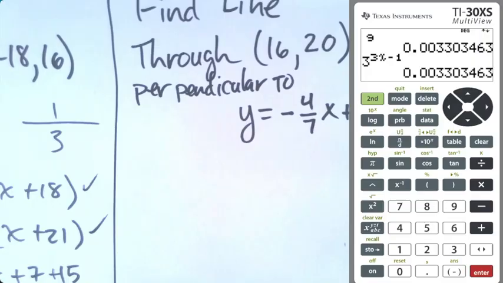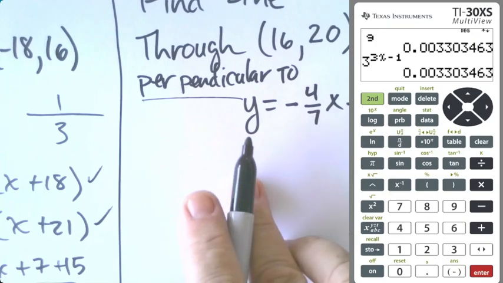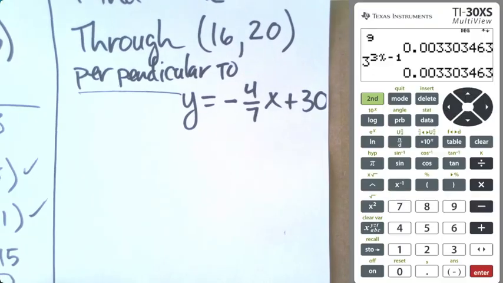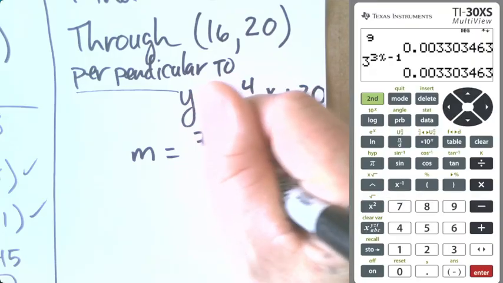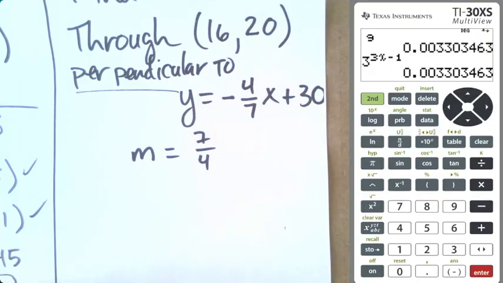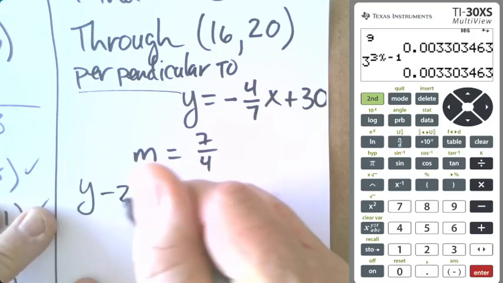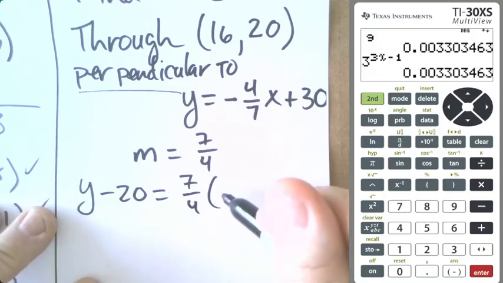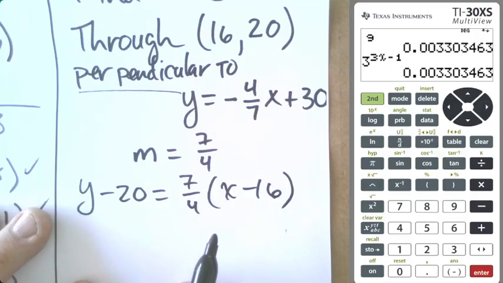Next. Hey guys, if it's perpendicular to this line, what's going to be the slope that I have to use? Say it again. Very good. So my slope is going to be 7/4. So I'm just going to write the answer: y minus 20 equals 7/4 times the quantity of x minus 16. You can leave it there, that's fine.